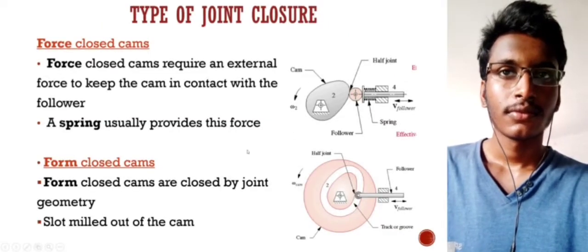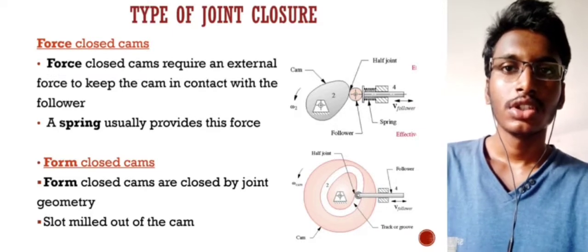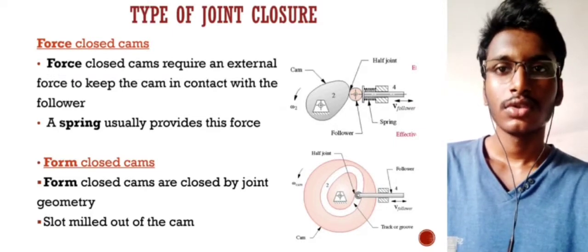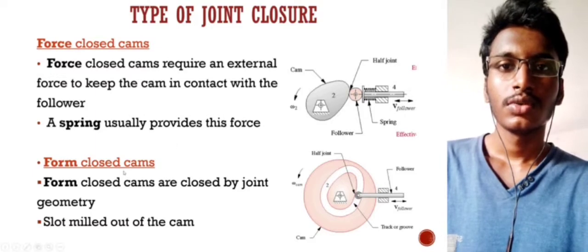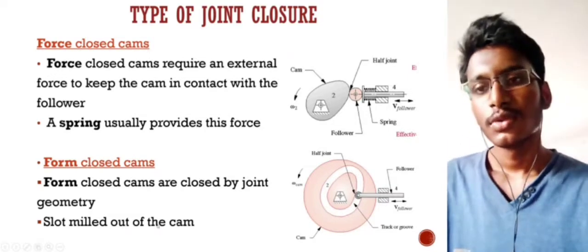Types of joint closure, they are of two types. First, force closed cams. In force closed cams, an external force is required to keep the cam in contact with the follower. A spring usually provides the force. Next, the form closed cams. The form closed cams are closed by joint geometry and they are slot milled out of the cam.